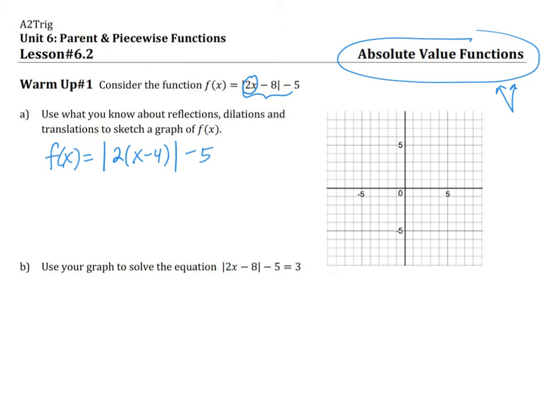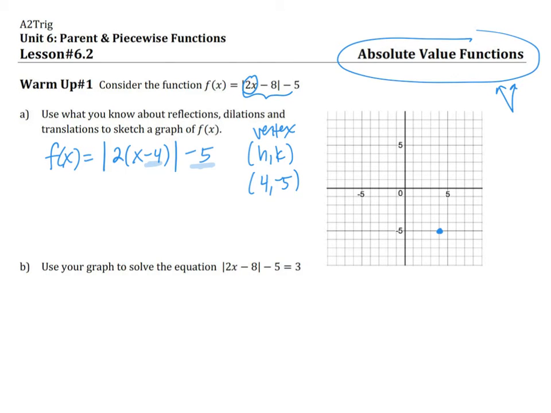And so now I can see that my vertex is going to be (h, k). That's my vertex, and that point will be (4, -5). So now I'm going to go to the right 4, down 5.